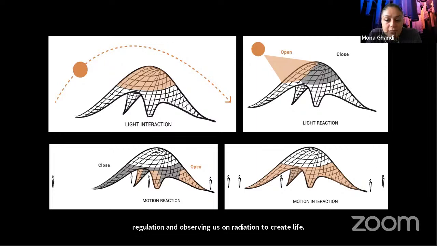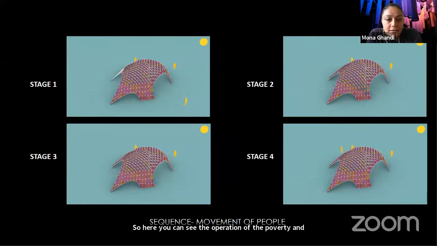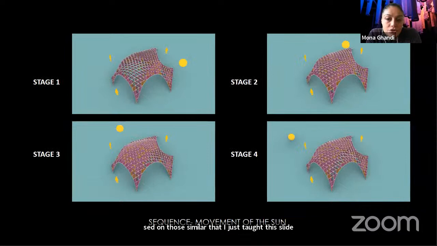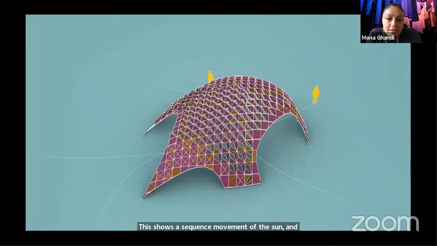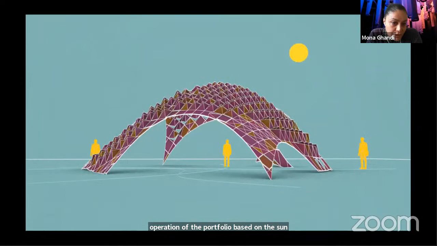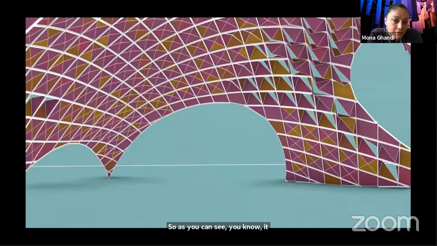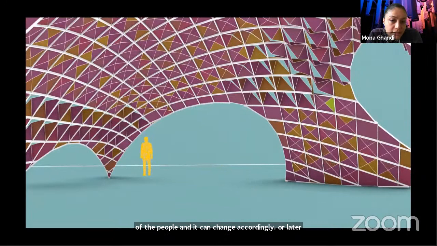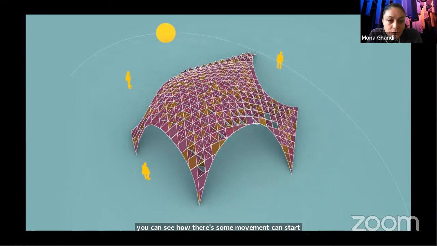Here you can see the operation of the pavilion based on those stimuli that I just talked about. This slide shows the sequence of movement of the people and changes in the pavilion. This shows the sequence of movement of the sun and changes in the pavilion. And in this video, you can see the operation of the pavilion based on the sun and human motion. As you can see, it can sense the presence of people and change accordingly. Later you can see how the sun's movement starts affecting the opening and closing of those panels in the pavilion.